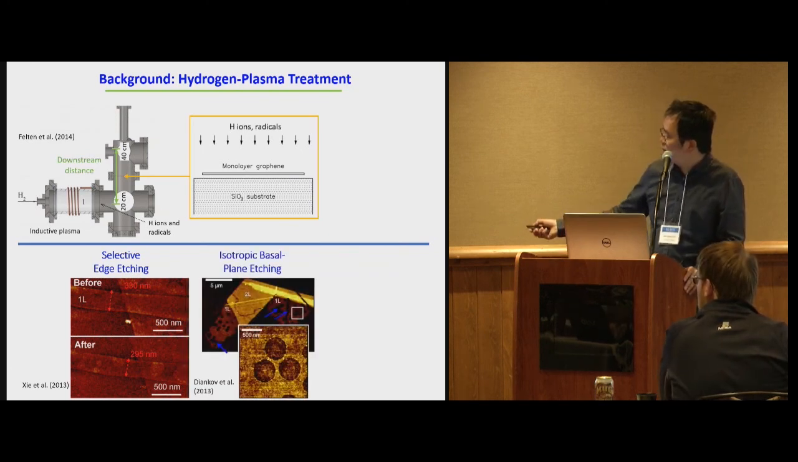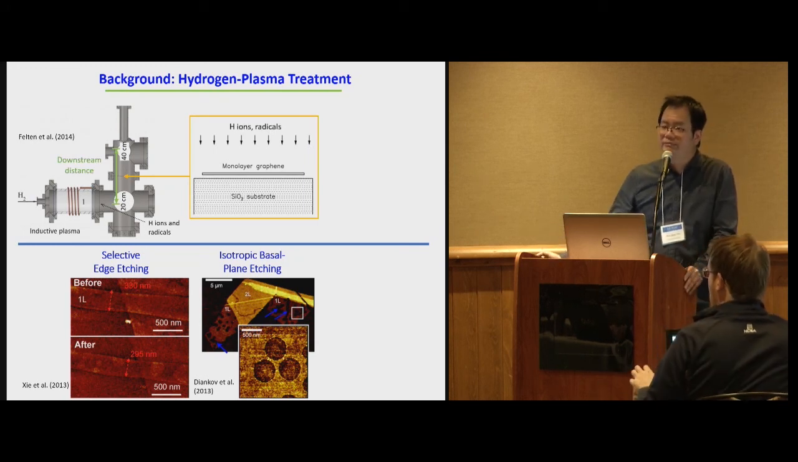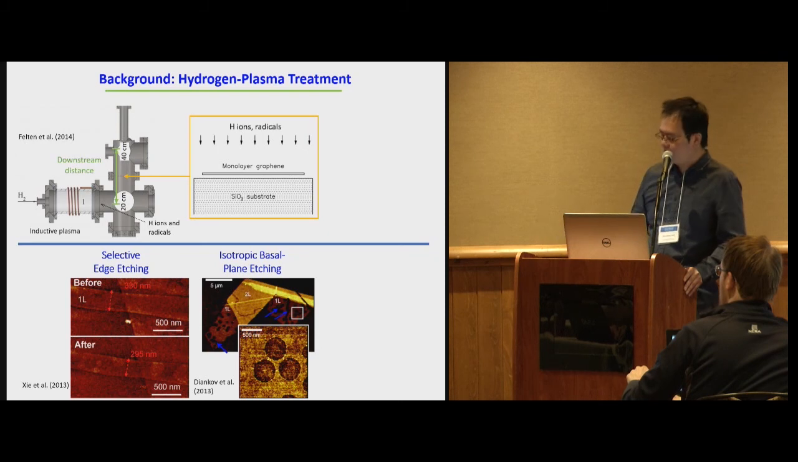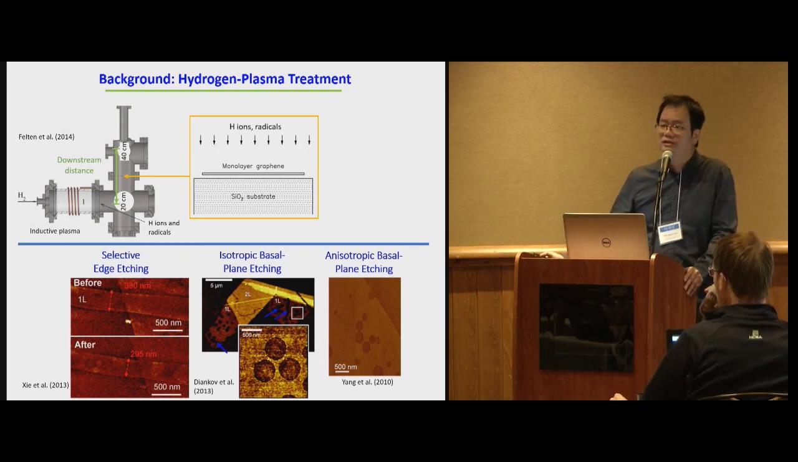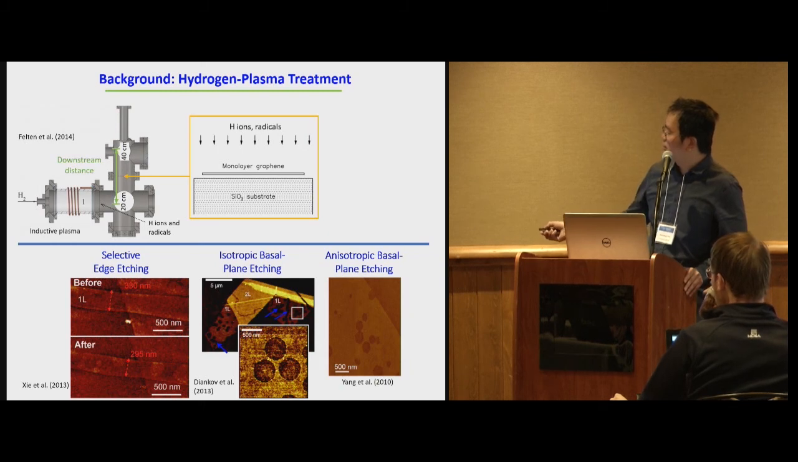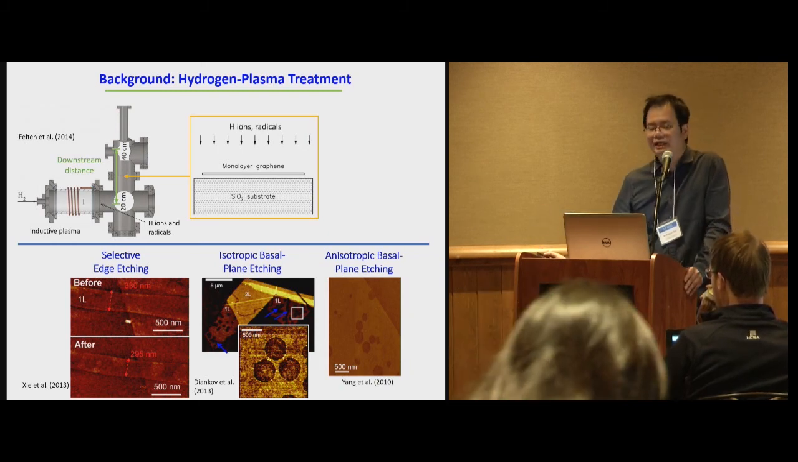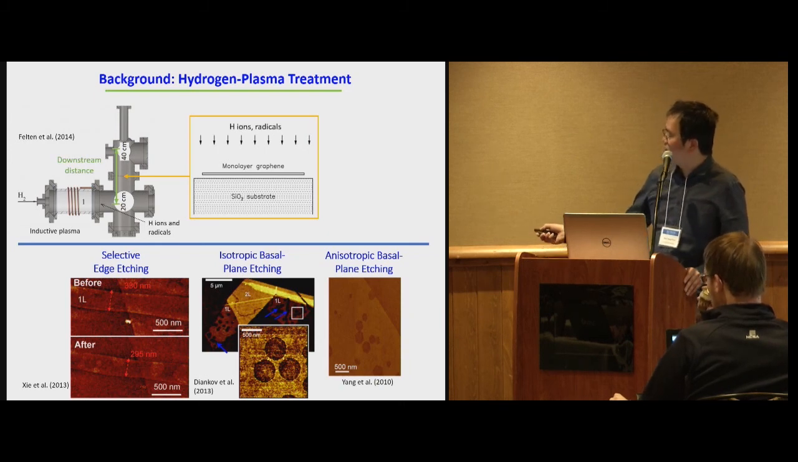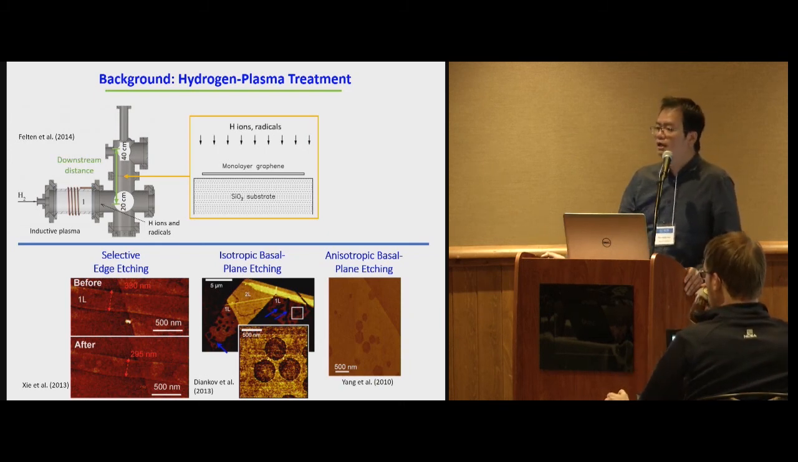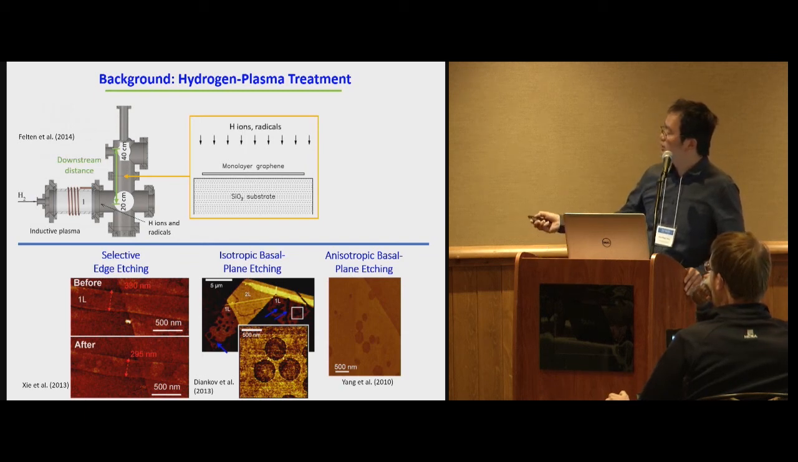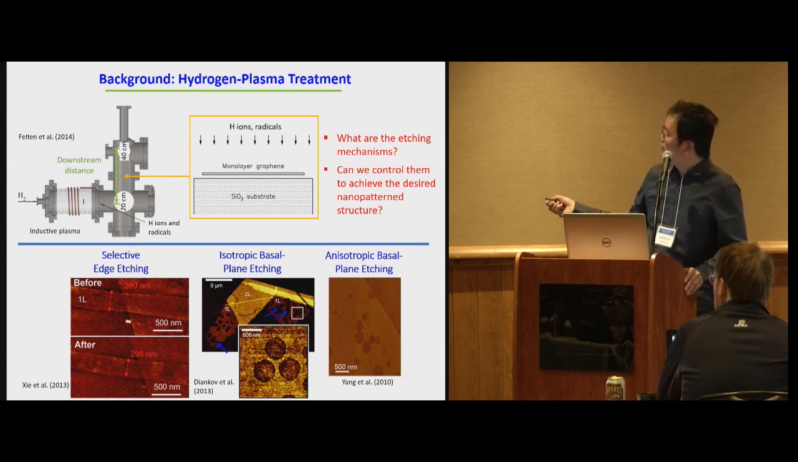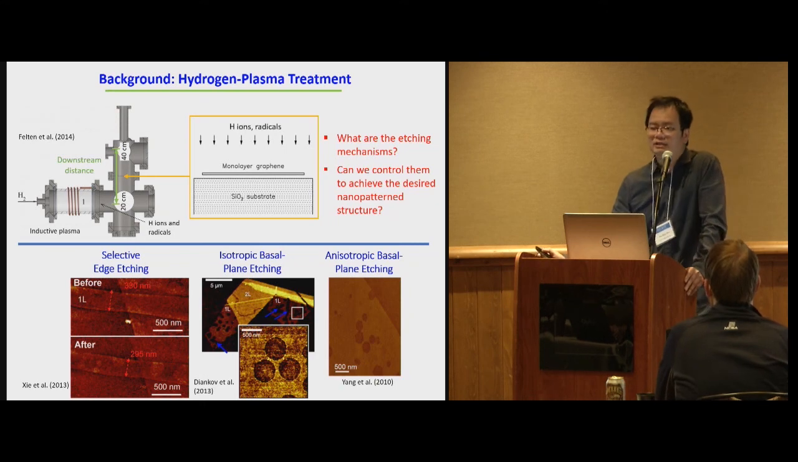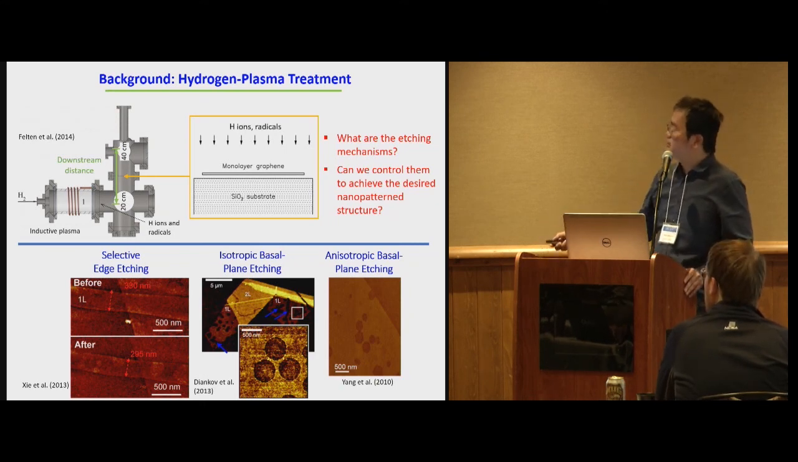Some studies have also shown the creation of circular holes in the basal plane of the graphene sheet, indicating that the etching is isotropic. Others have shown the possibility of the formation of hexagonal-shaped holes in graphene. This is typically a result of anisotropic basal plane etching. So we have three possible patterns that may form when we place graphene in a hydrogen plasma chamber. The question we have here is, what are the etching mechanisms? How can we control them to achieve the desired nanopattern structure? There are three possible mechanisms. The question is why?